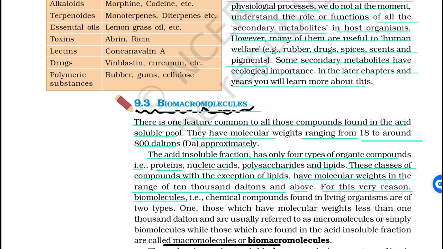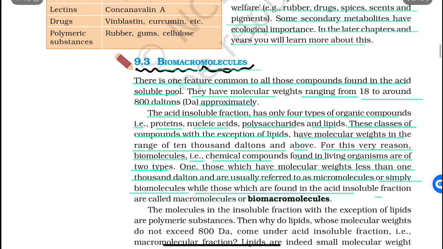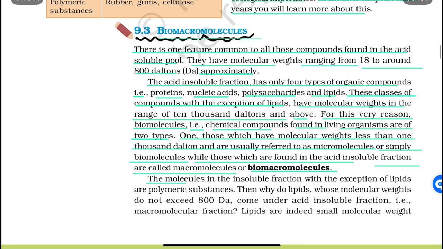For this very reason, biomolecules, meaning chemical compounds found in living organisms, are of two types. One, those which have molecular weights less than 1000 Daltons and are usually referred to as micromolecules or simply biomolecules, while those which are found in the acid insoluble fraction are called macromolecules or biomacromolecules. The molecules in the insoluble fraction, with the exception of lipids, are polymeric substances.